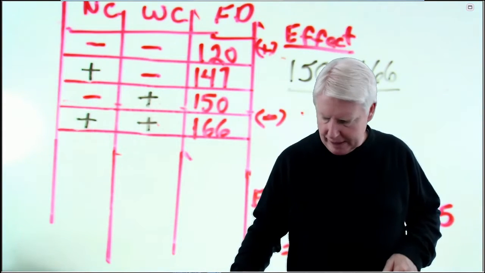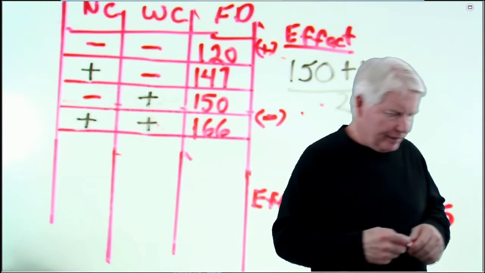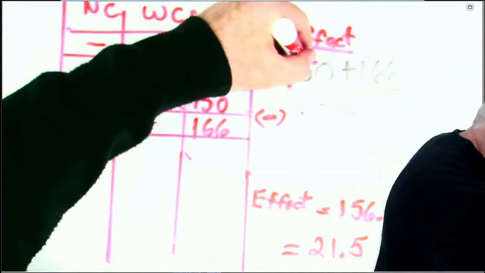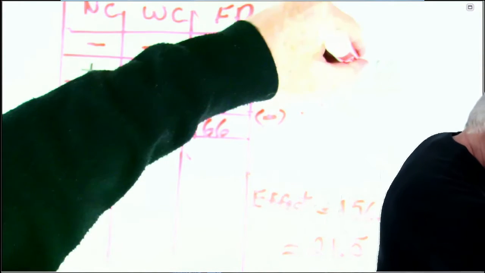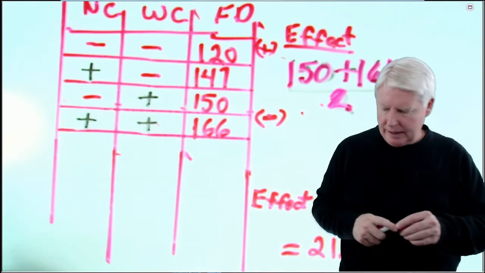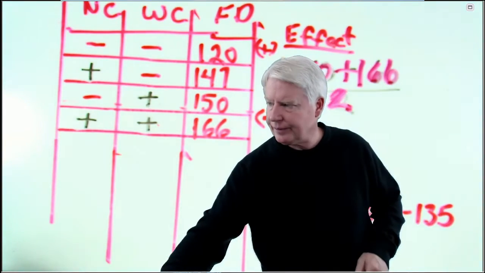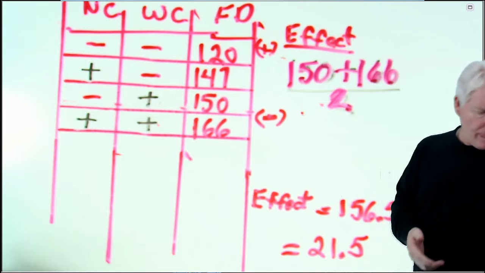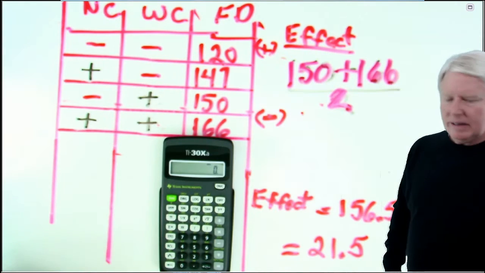That's kind of a weak pen, isn't it? I think my red is actually better. So I'm going to color that in so you can see it. 150 plus 166 divided by 2. Now I'm going to get my calculator out, and I'm going to go 150. I can throw that up there if you want to see it.